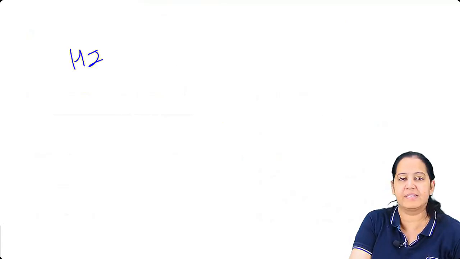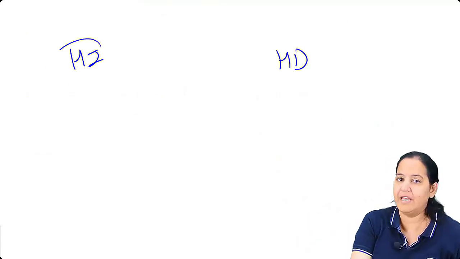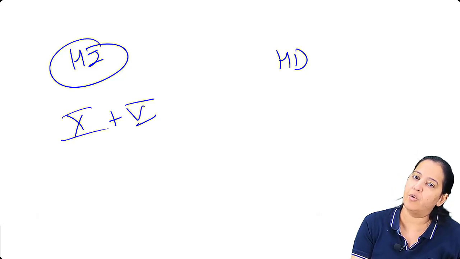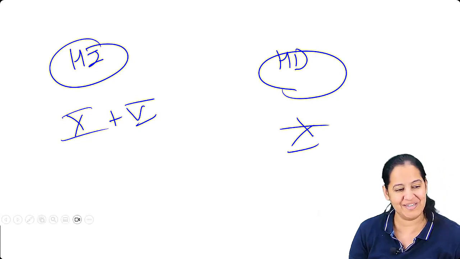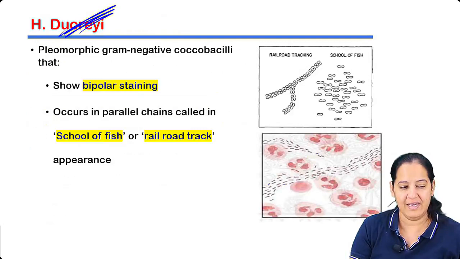Haemophilus influenzae is done. Now let's do one side hero, Haemophilus ducrei. The main hero requires both 10 and 5. What about ducrei? It requires only 10, no 5. D for ducrei. Okay? D for ducrei.